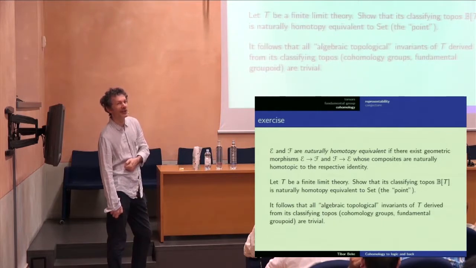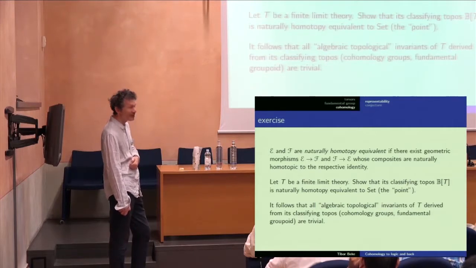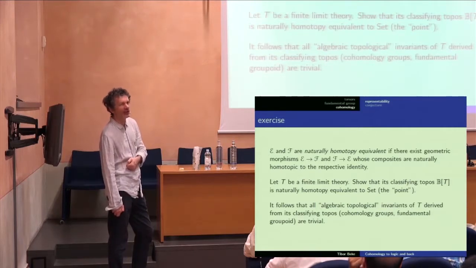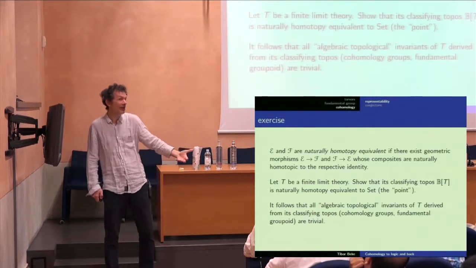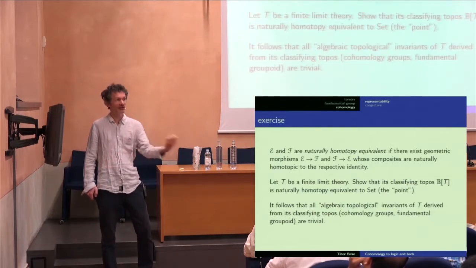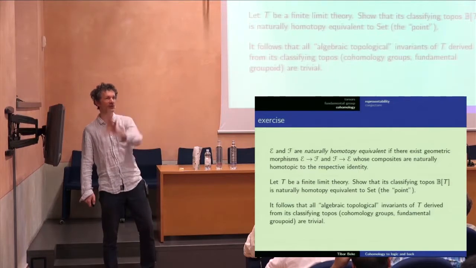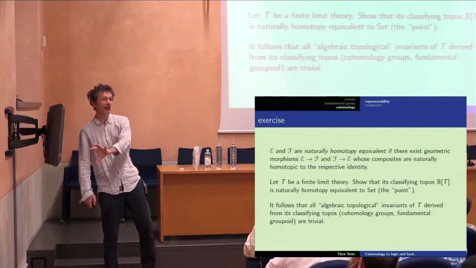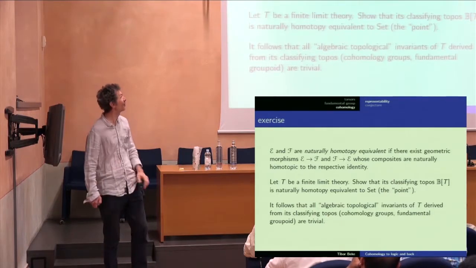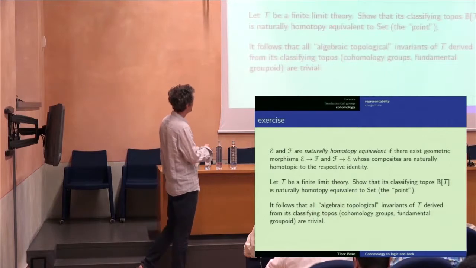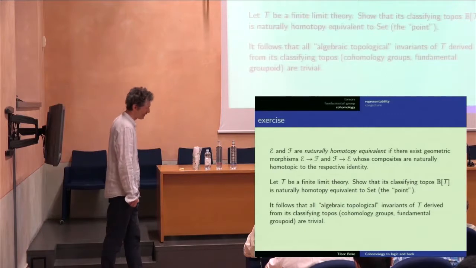By the way, I remember that when I was around 25, I thought, wow, I have classifying toposes, I'm going to rule the world. I'm going to explain everything in terms of classifying toposes, especially since I liked logic and I liked algebraic topology, and this is one of the possible pathways between the two. You have a theory, a classifying topos, it's got algebraic topological invariants. And yes, they do, except they turn out to be trivial, even in cases when you don't want them to be trivial. And what you can firmly blame for this is that a finite limit theory has a very special kind of classifying topos.